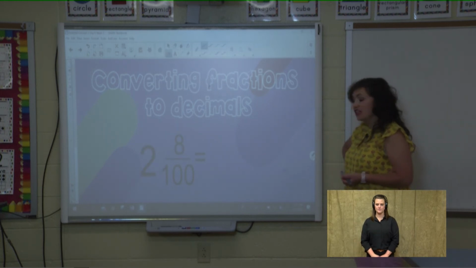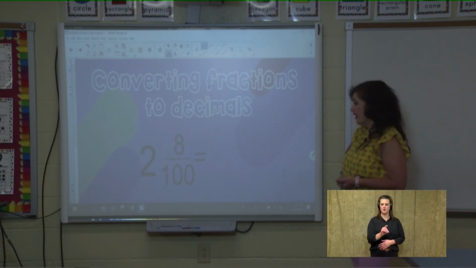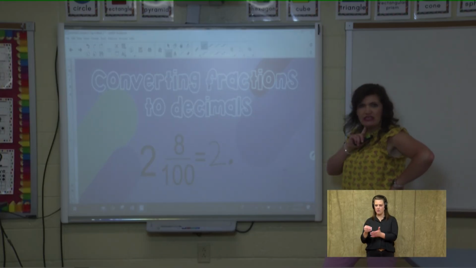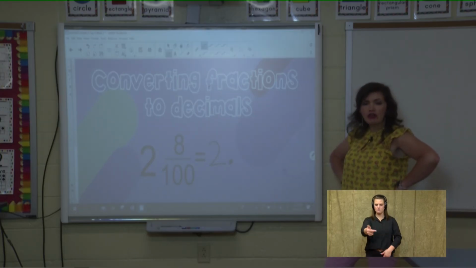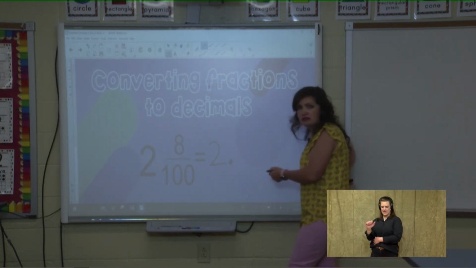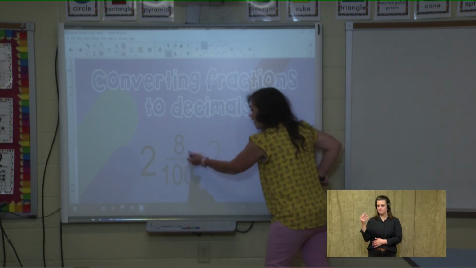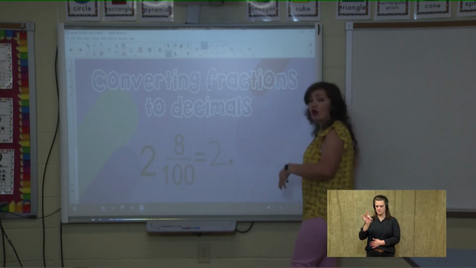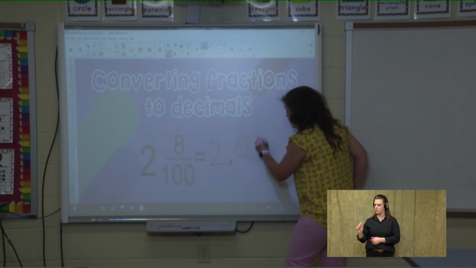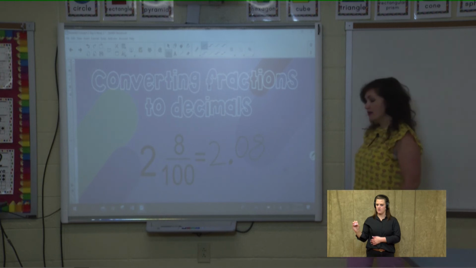All right, let's look at this one, 2 8/100. All right, so I know that I have 2 wholes. So I'm going to write 2, my decimal point, 8 hundredths. How would we write that as a decimal? Go ahead and write it down or tell your partner. Do we have any tenths? No, we only have 8 hundredths. So we don't have a whole column of 10. So we would put a 0 there. And so it would look like 2.08.